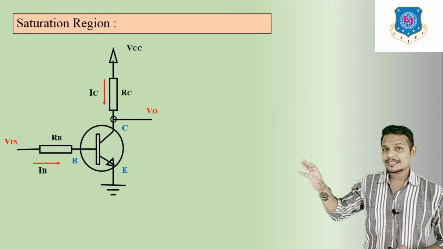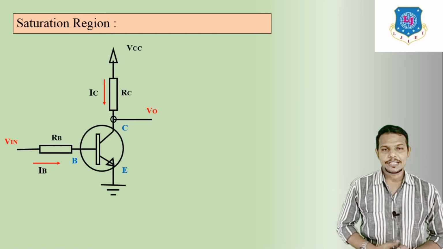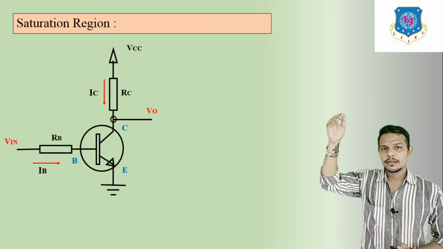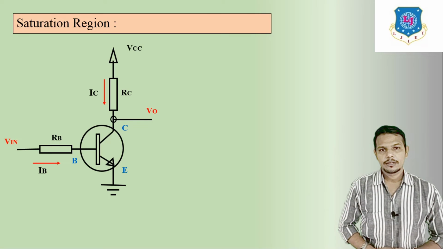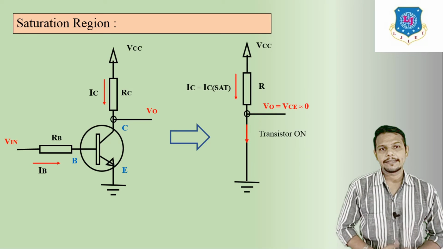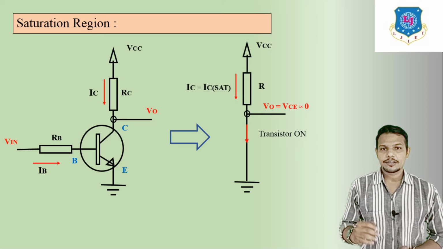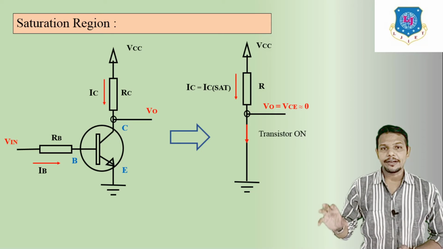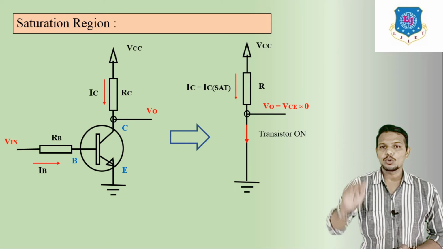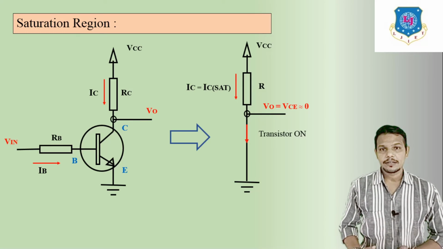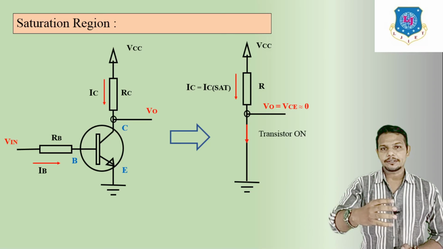We can understand from this circuit diagram. Here, this is the saturation region. If we apply V in input voltage, that means your IB flows and IC flows as well. Here we can see its equivalent circuit of this saturation region like this. Here your transistor becomes on, because across this transistor you will find lower resistance and you will get VO is equal to VCE is equal to 0. That means it is the inversion. If you apply 1, you will get 0.